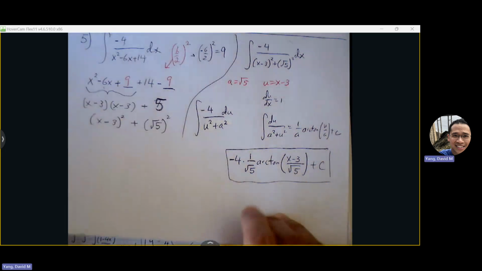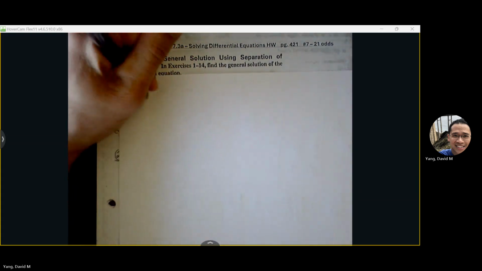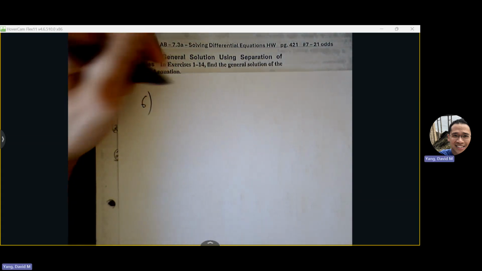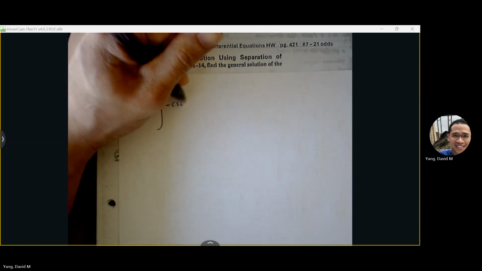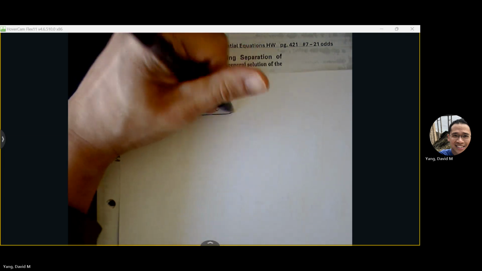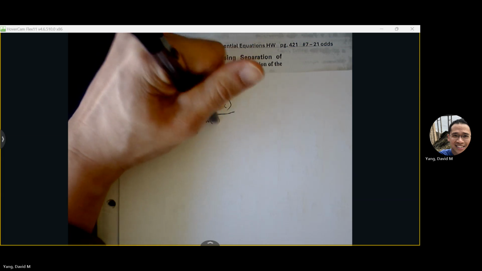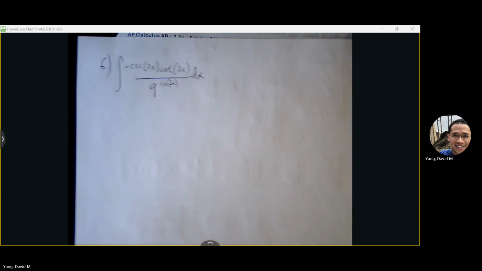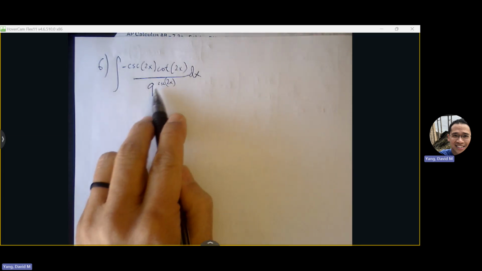All right, number 6. Six and 7 are like quiz review problems. Now we see that big 9 there, 9 raised to the exponent. This should remind us of a to the u. But if we want to do a to the u rule, that a needs to be in the numerator.